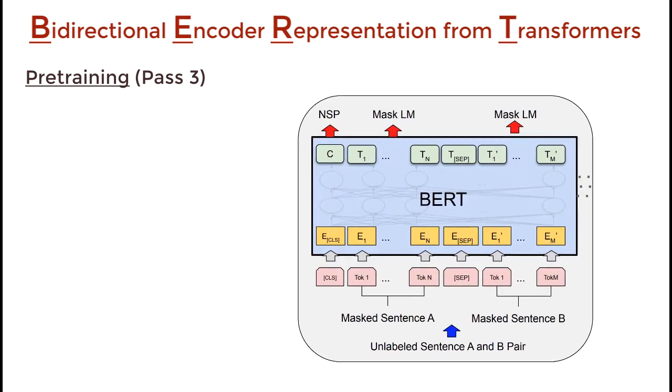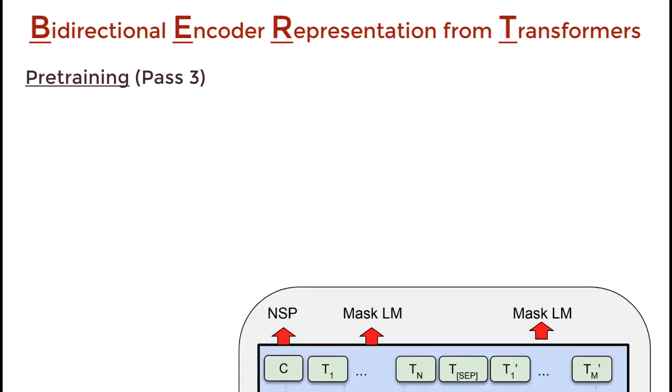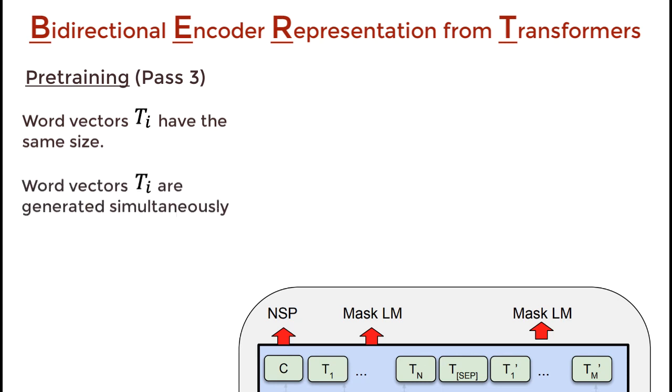Cool. The input is starting to piece together pretty well. Let's go to the output side now. The output is a binary value C and a bunch of word vectors. But with training, we need to minimize a loss. So 2 key details to note here. All of these word vectors have the same size, and all of these word vectors are generated simultaneously.